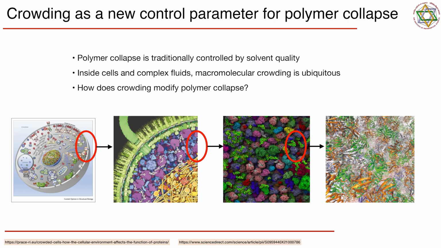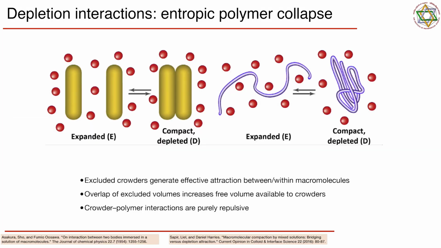So the question is, how do the crowders modify this? The earliest model that people have tried to come up with, trying to understand how a polymer behaves in a crowded environment, is something called a depletion model. This model, from 1954, Asakura and Oosawa, is a very famous depletion model. The idea is very simple. Everything is a repulsive interaction, right?